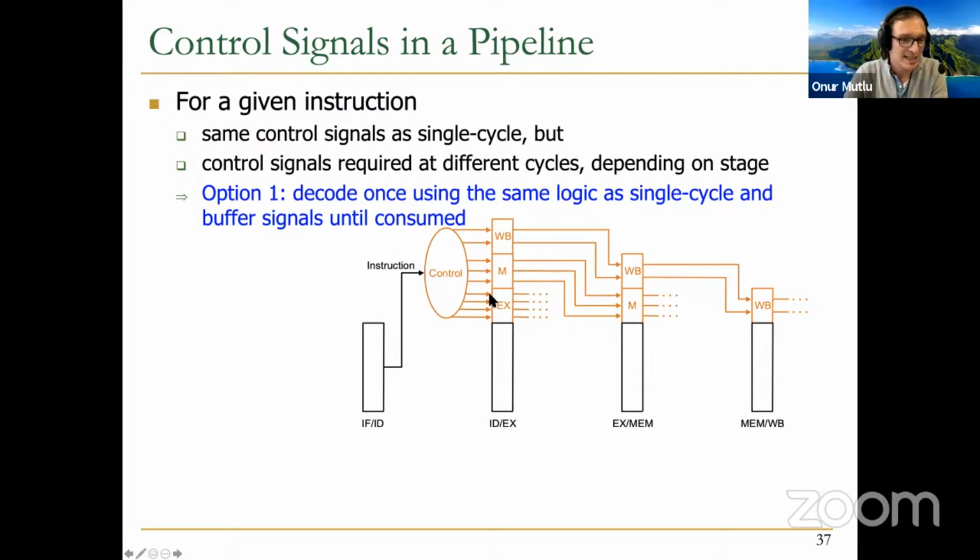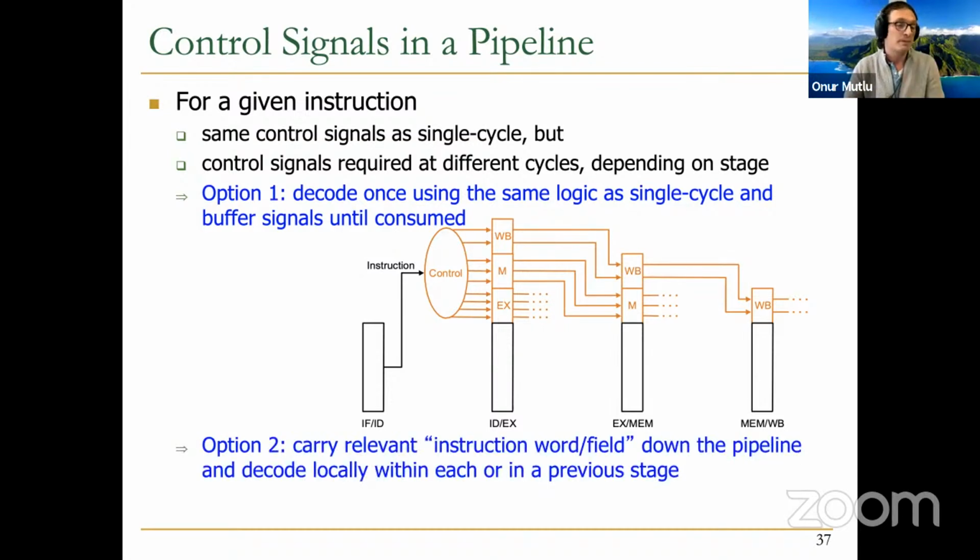So execute stage signals are used here. Memory stage signals are propagated to the next latch and they're used here. And write back stage signals are propagated multiple latches and they're used here. Clearly, this makes latches or registers, pipeline registers, big, right? Because you generate the control signals over here and you basically propagate them until you know that they don't need to be used anymore, right? They're not required anymore, if you will. This is one approach, and this is the approach that we're going to use in the example later on.